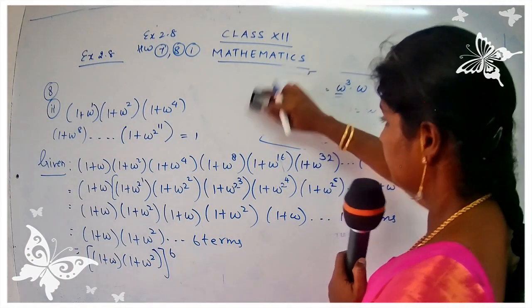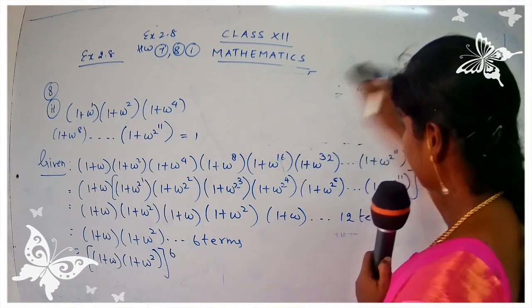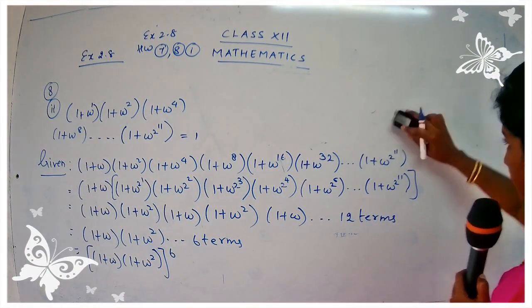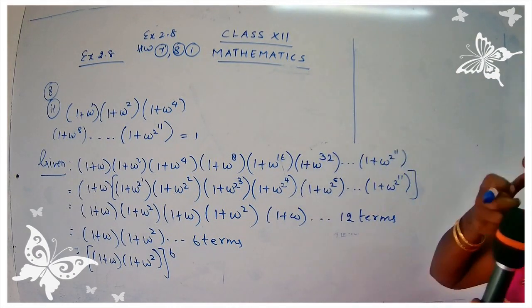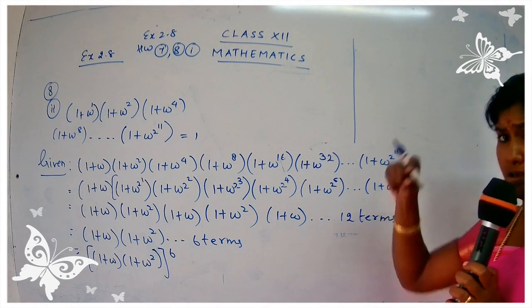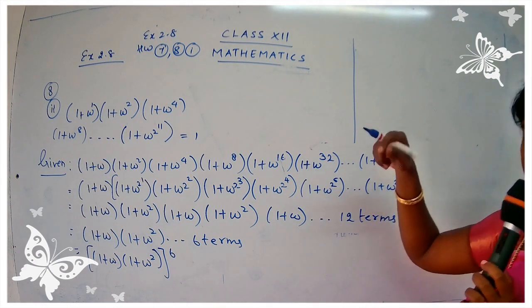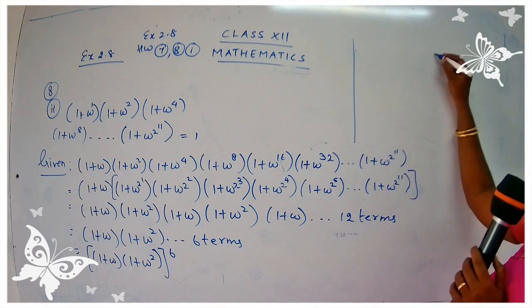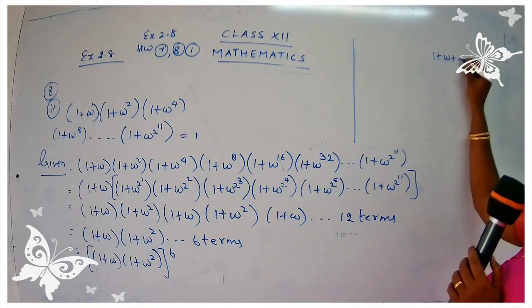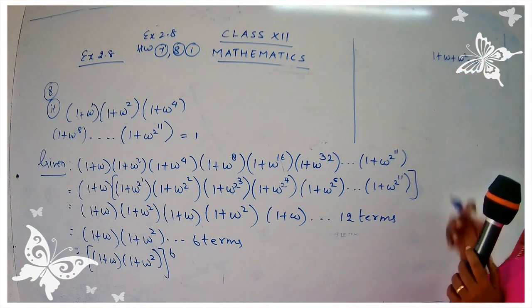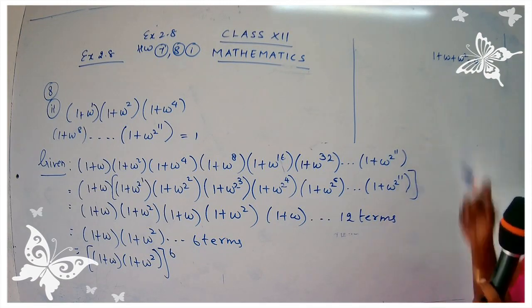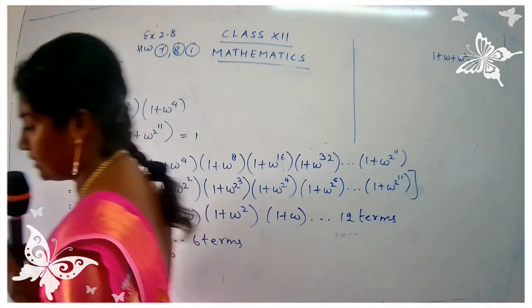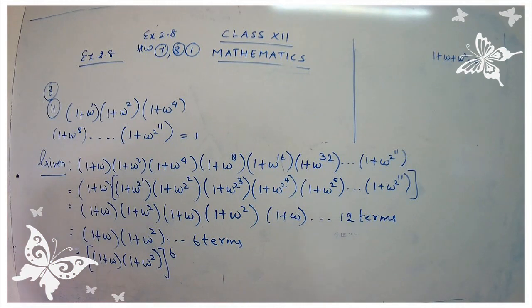Have you taken down this working part, children? Do not miss out the working part. You have to write the working part. Okay, let's continue further over here. We have already written one explanation when we started this theorem, or when we started this exercise: 1 plus omega plus omega square is equal to 0. You remember this? 1 plus omega plus omega square is equal to 0. Yes?